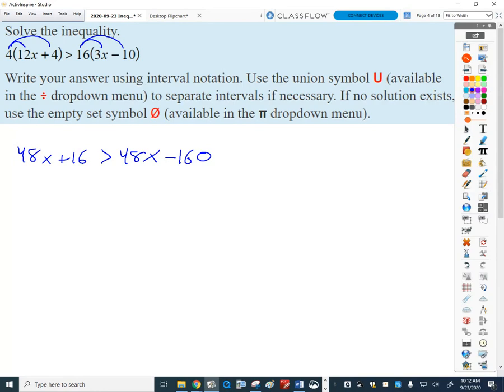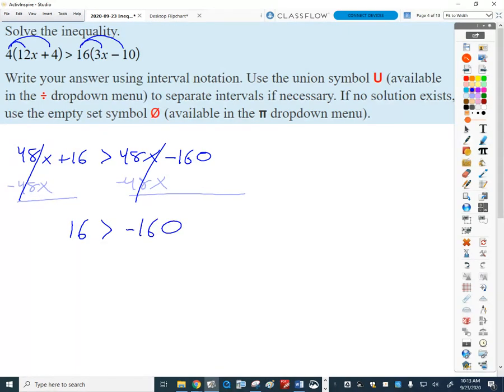Where am I going to push the x's here? This is a weird situation, isn't it? I can't push the x's to either side. When I subtract 48x from both sides, look what happens. The x's cancel, and I'm left with the statement 16 is greater than negative 160.